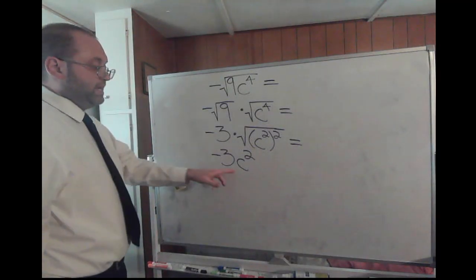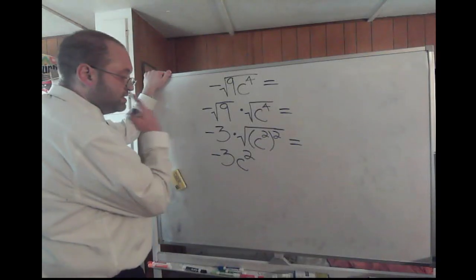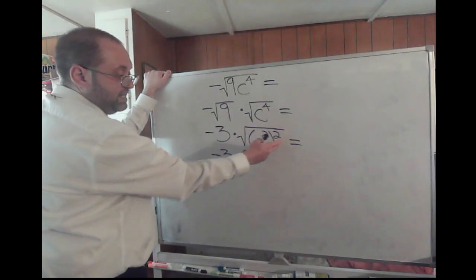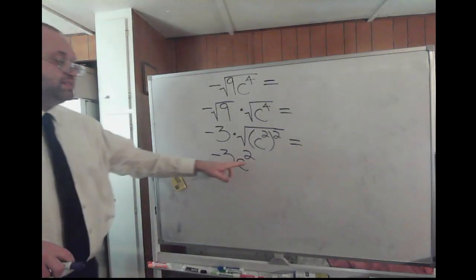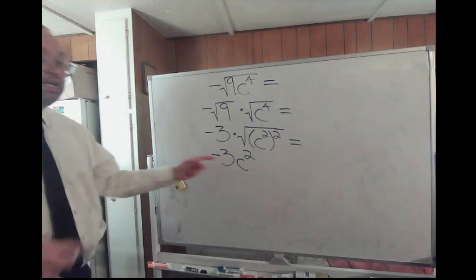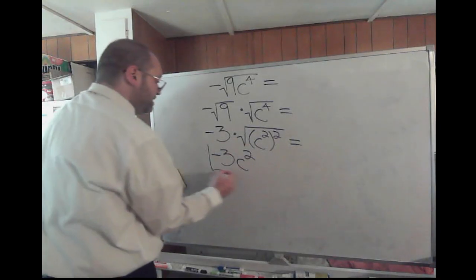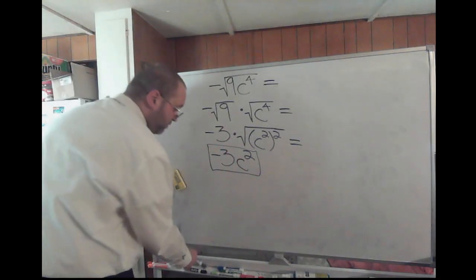That's what you would end up getting in the end, negative 3c to the second power, because the square root of c to the second is c to the second, and we don't need that absolute value sign because c to the second is always positive, and a positive times a negative gives you a negative. So that would be your answer for this particular one, negative 3c squared.